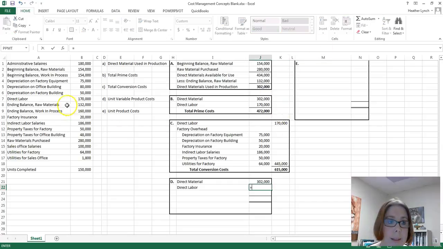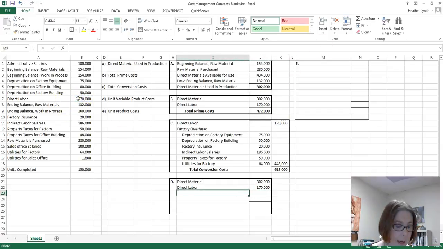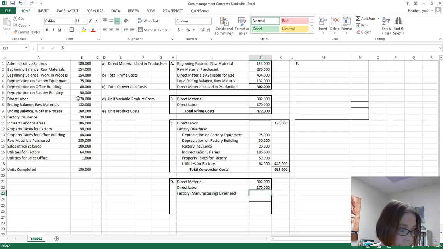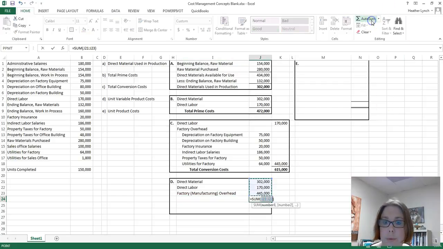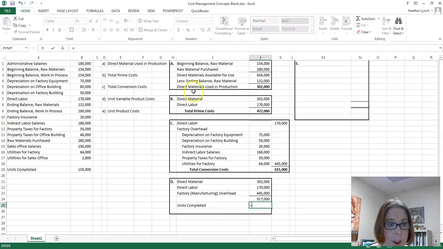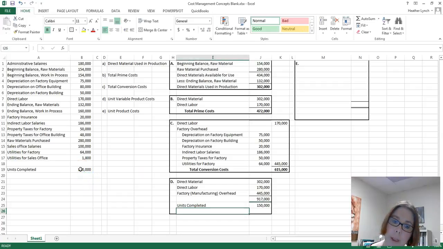We have our direct labor. That one they provided us over here. And our factory manufacturing overhead, we figured that out already. We don't have to do that calculation. Okay, so this totals $917,000. Our units completed, they provided that over here, 150,000.